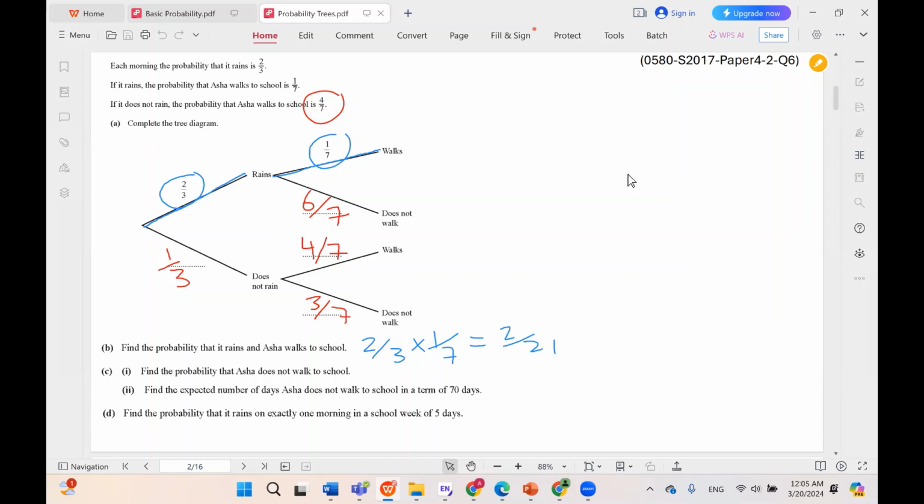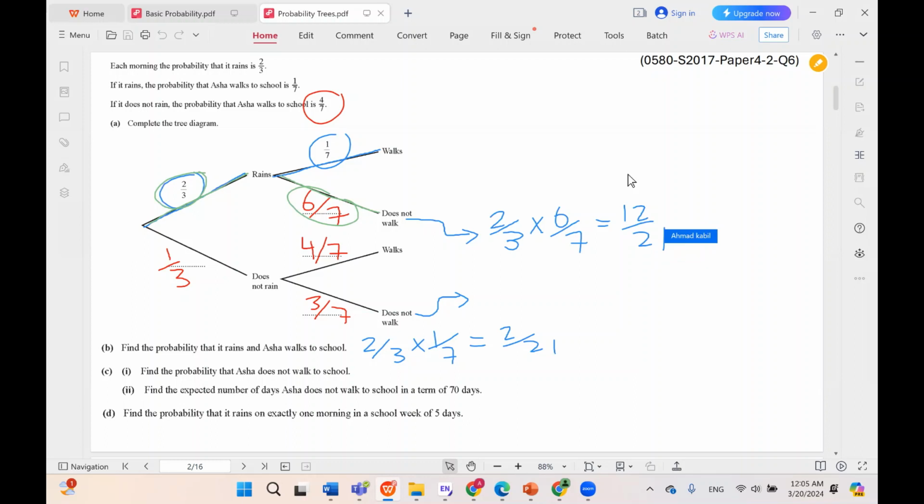In C, we are required to find the probability that Asha does not walk to school. So Asha will not walk to school here and here. And we need to get the probability of these two together. So for the first one, for the top one, the path looks something like this. It rains and then she does not walk to school. So we multiply 2 over 3 by 6 over 7. So it will rain and she will not walk to school. So we multiply because we said and then the answer here would be 12 over 21.